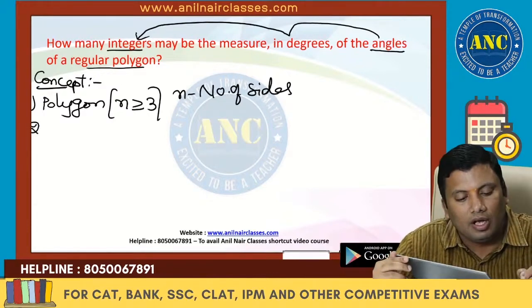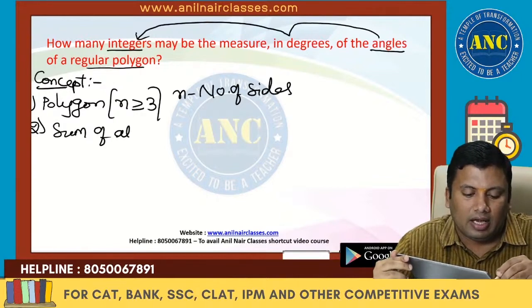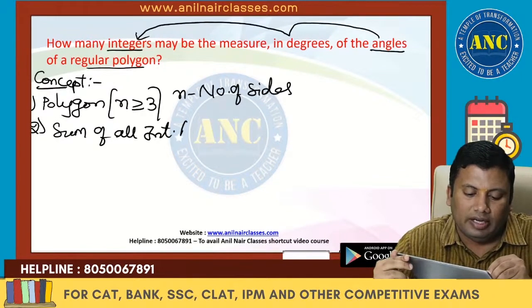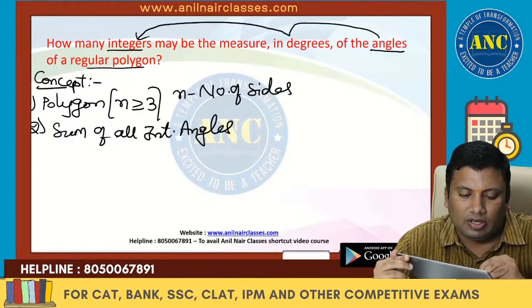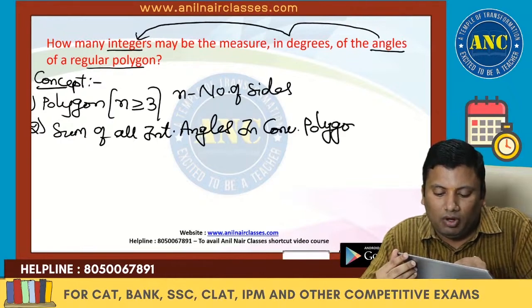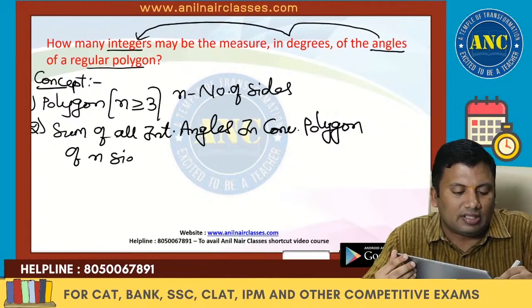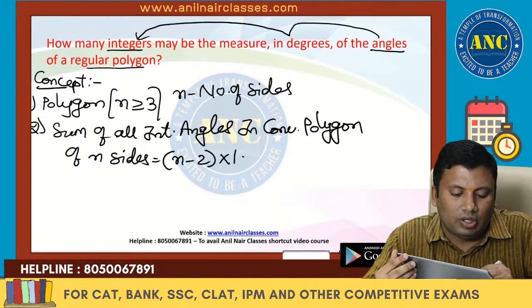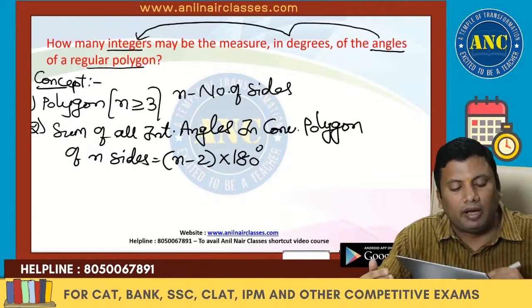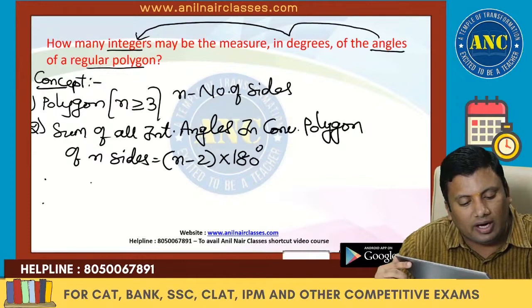Next point: the sum of all interior angles in a convex polygon of n sides is given by n minus 2 into 180 degrees. Why is it n minus 2 into 180 degrees?